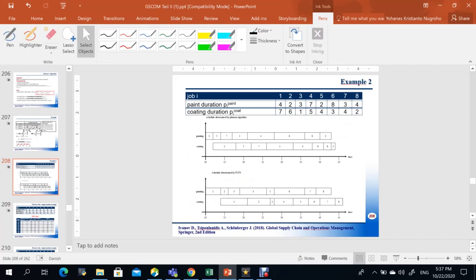The second example is given in the current slide to compare the first come first served or FCFS strategy versus Johnson's rule. In the table of the current slide, each job I's paint and coating duration is given. And the lower chart shows machining time using FCFS compared to Johnson's rule in the upper table, and we can see that Johnson's rule provides shorter production time than FCFS.